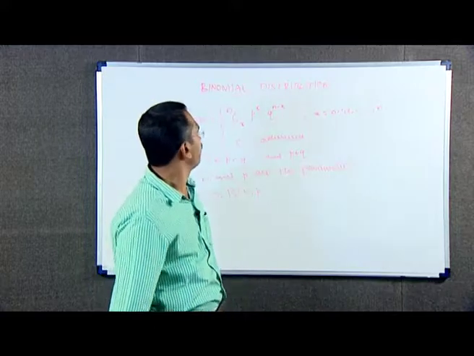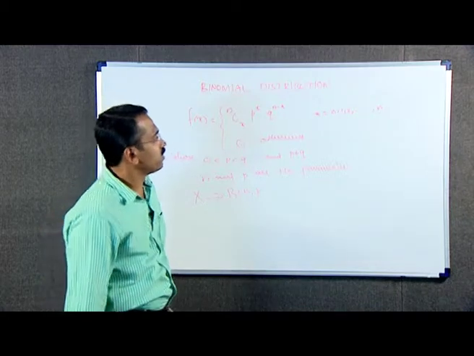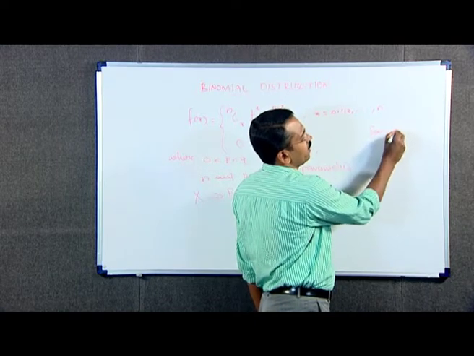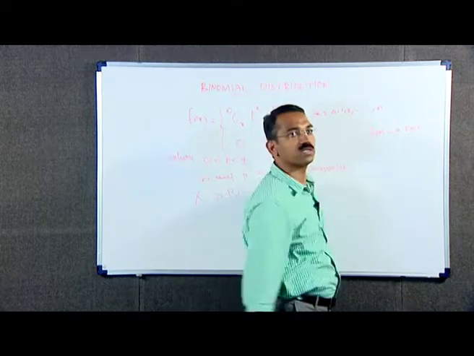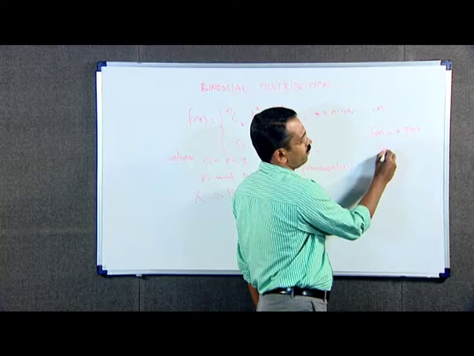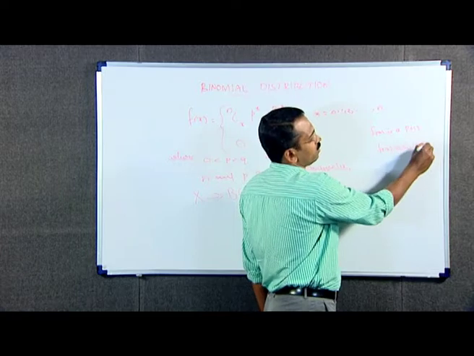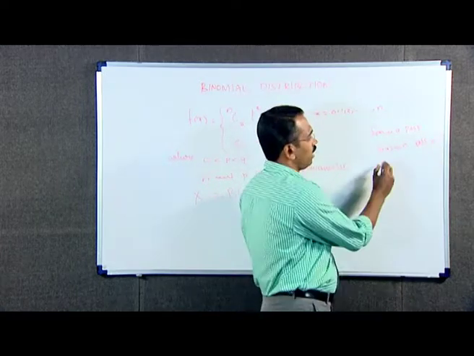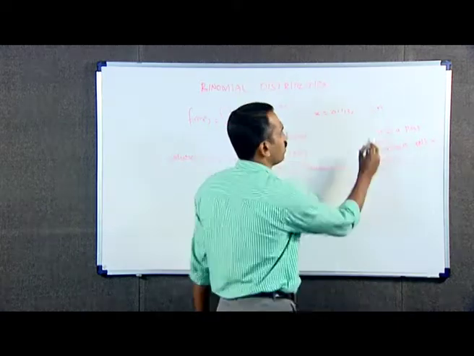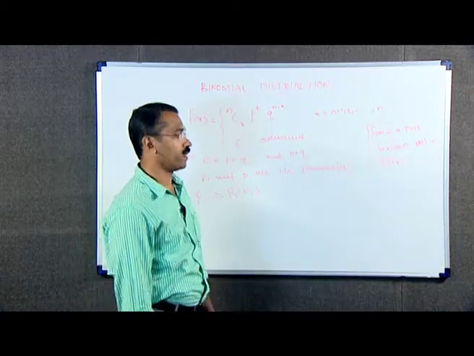We can verify this can define a probability mass function, because we know that if f of x is a probability mass function of a discrete random variable x, then f of x should be greater than or equal to 0 for all values of x, and summation over all x f of x is equal to 1. This is the condition for a function f of x to be a probability mass function.